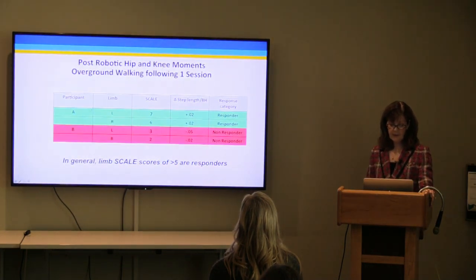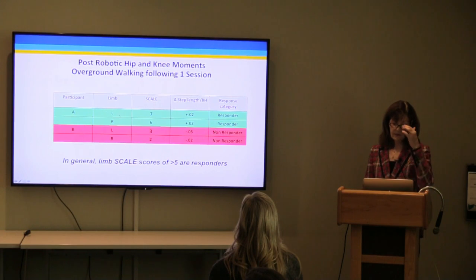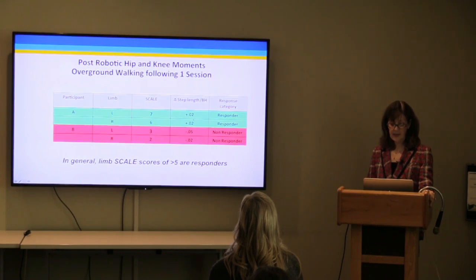And if we looked at this, on the top again is a patient with good motor control in green. If we look at both the left and the right limb, we see high scale scores and we see an improvement in step length. So that child responded to our intervention. This child with poor motor control had scale scores of 3 and 2. We actually saw no change or a decrease in step length. And that child was a non-responder.